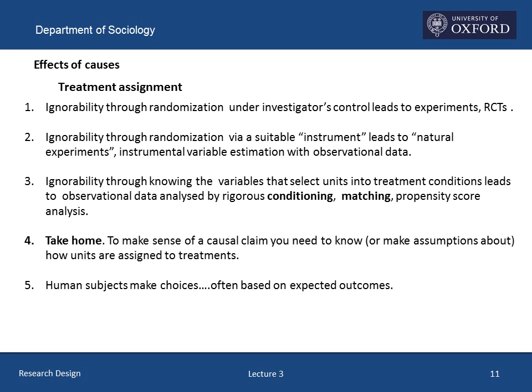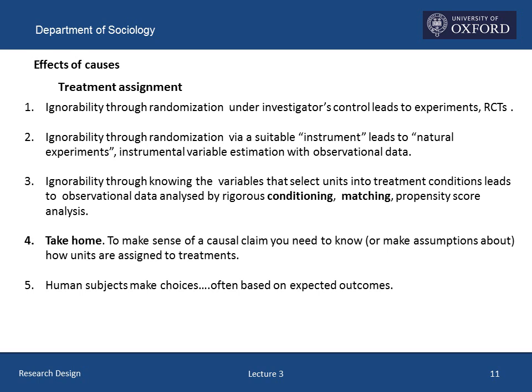The take-home from this is that to make sense of a causal claim, you need to know, or be prepared to make reasonable assumptions about, how cases are assigned to treatments. There is also something else we should be aware of. In the social sciences, we're dealing with the behaviour of human beings. Humans do things for reasons. Some of these reasons have to do with their expectations about the future.